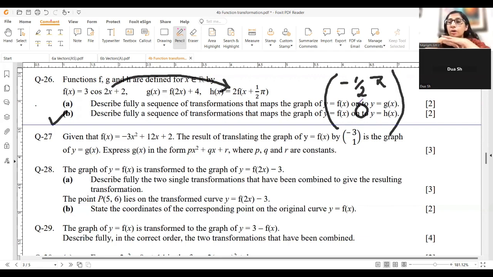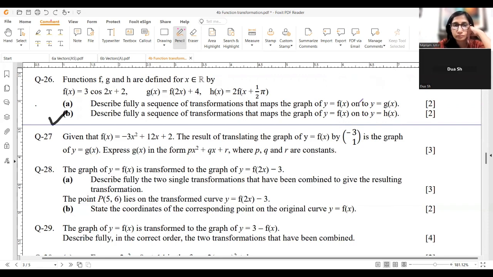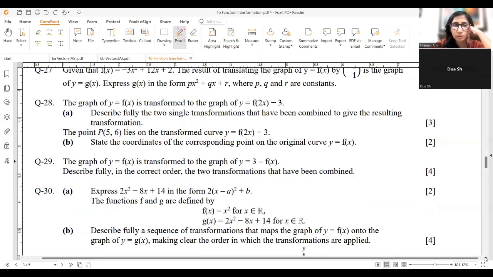And now what is happening parallel to the y-axis with a scale factor? Scale factor 2, yes. And 2f(x) means that there's a stretch parallel to the y-axis with scale factor 2. Okay, moving on.